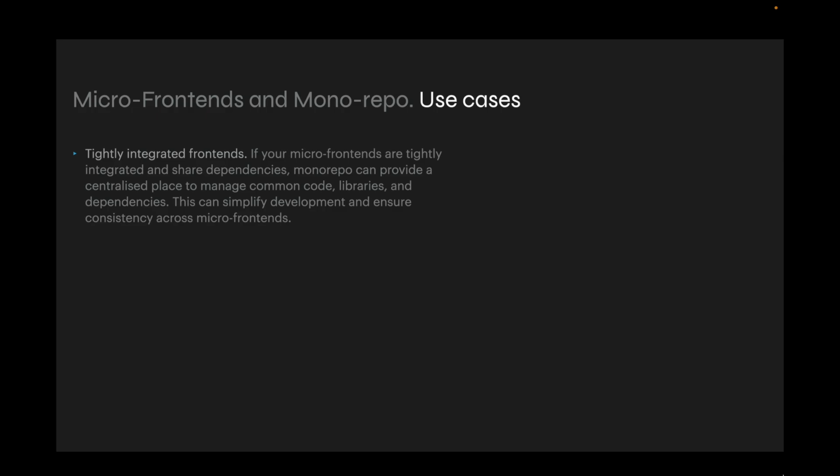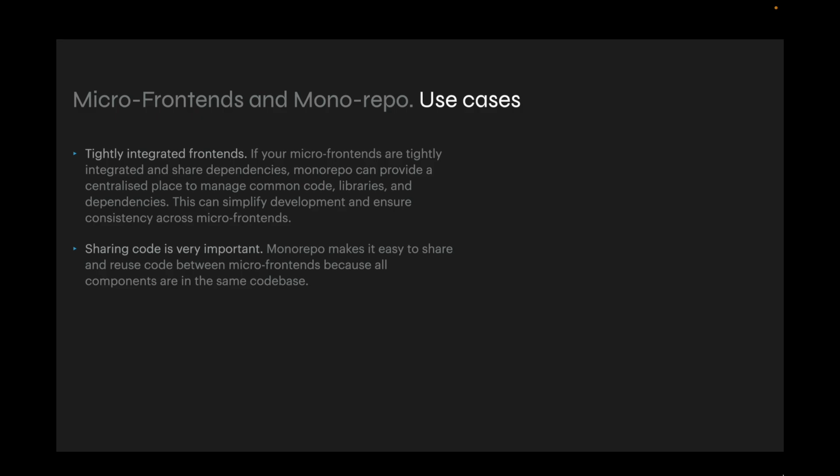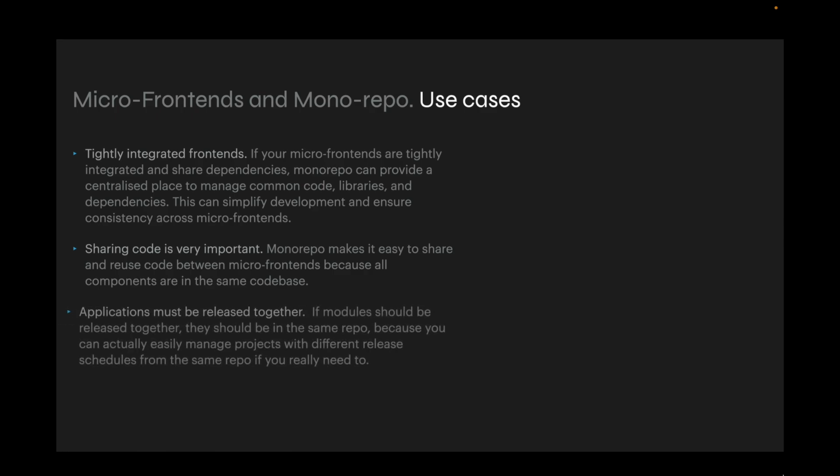This can simplify development and ensure consistency across micro-frontends. Sharing code is very important. A mono-repository makes it easy to share and reuse code between micro-frontends because all components are in the same codebase. Applications must be released together.